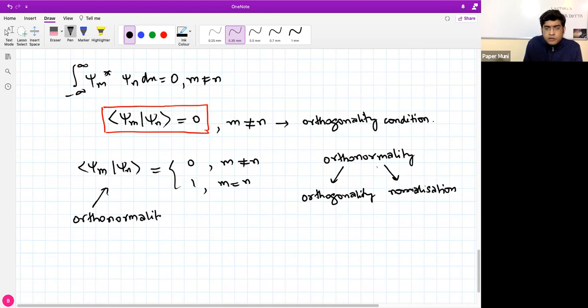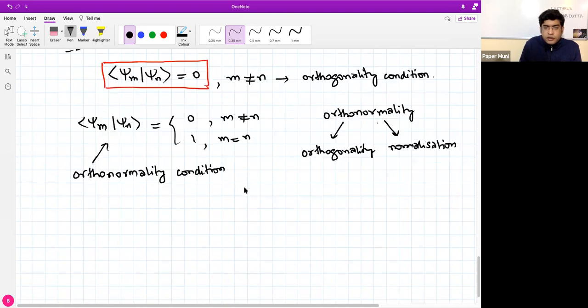Orthonormality condition, and this is very important if you want to write down a superposition state. All right. So in short, we can write psi m psi n is equal to delta mn.